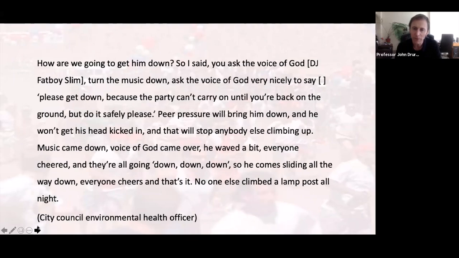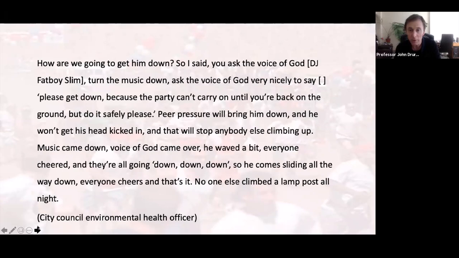So what happened was the music went down. Fatboy Slim spoke. The person waved a bit. Everyone cheered him. And they're all cheering him down, down, down. He comes sliding all the way down. Everyone cheers. And nobody climbed a lamppost for the rest of the night.